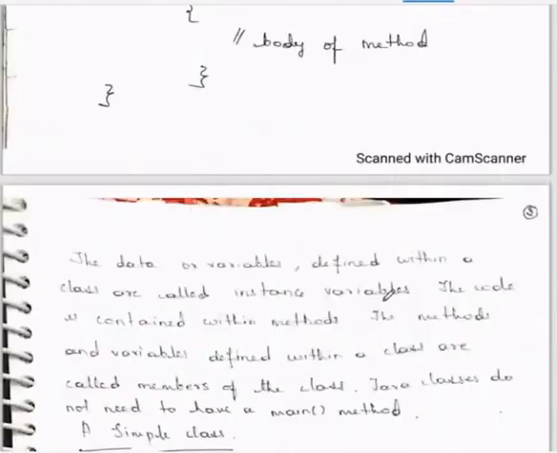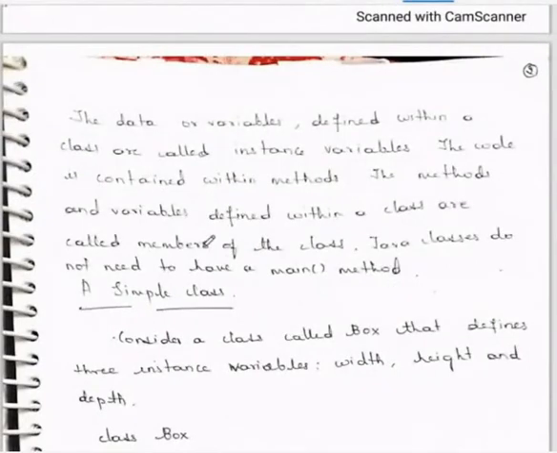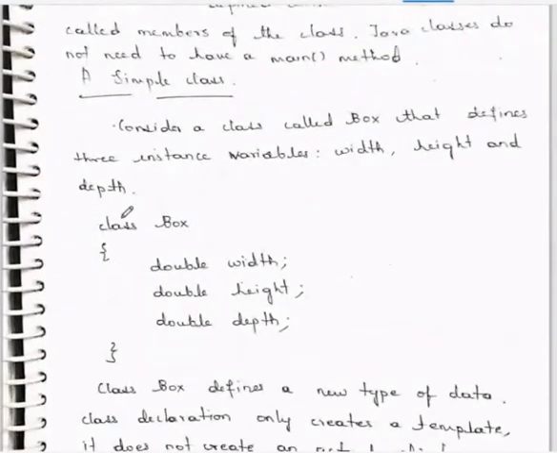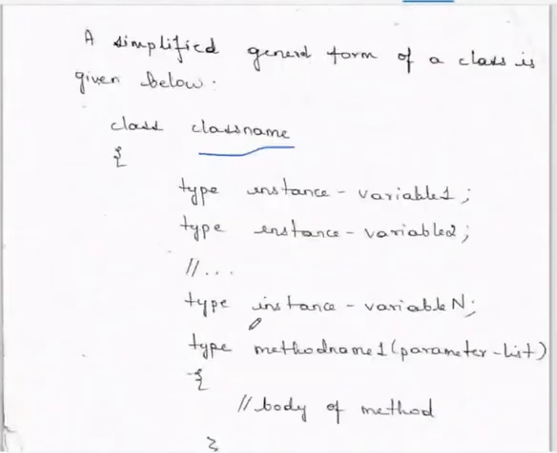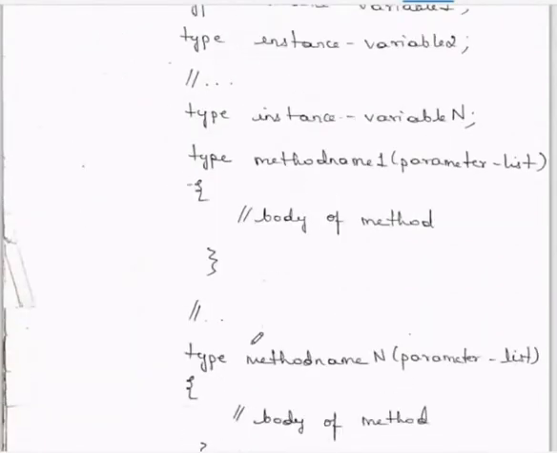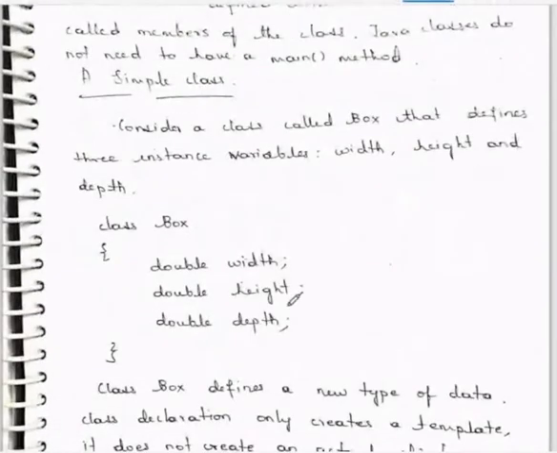Next, let's go with a simple example of a class. Here I have a class by name Box. Class is the keyword and Box is the name of the class which I have given. This class consists of three members: width, height, and depth. This class does not end with a semicolon. Understand that a Java class may not mandatorily have all these data members and method types. It can have only data members, or only methods, or both.